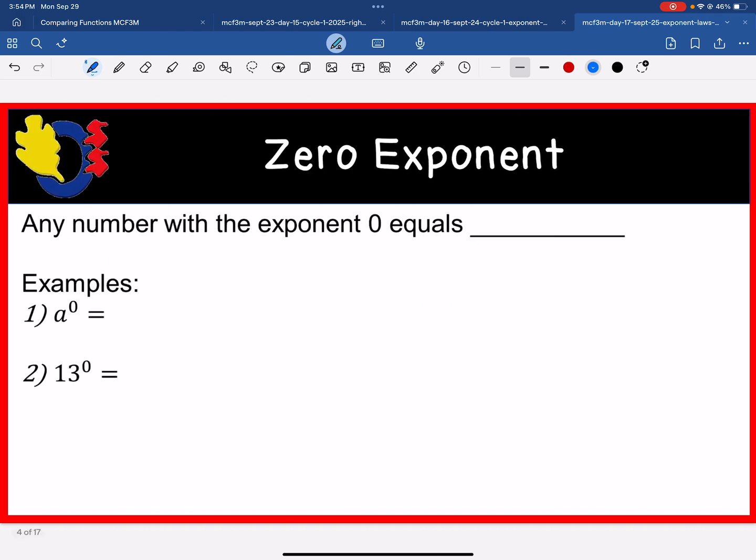All right, the next thing we're going to look at is 0 exponents. Any number with an exponent of 0 equals 1. It doesn't matter if it's a number or a variable. Anything raised to the exponent 0 is equal to 1. So a to the exponent 0 is 1. 13 to the exponent 0 is also 1.